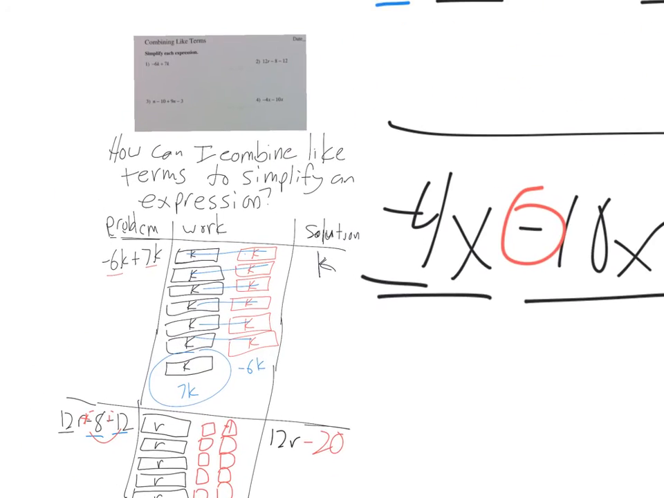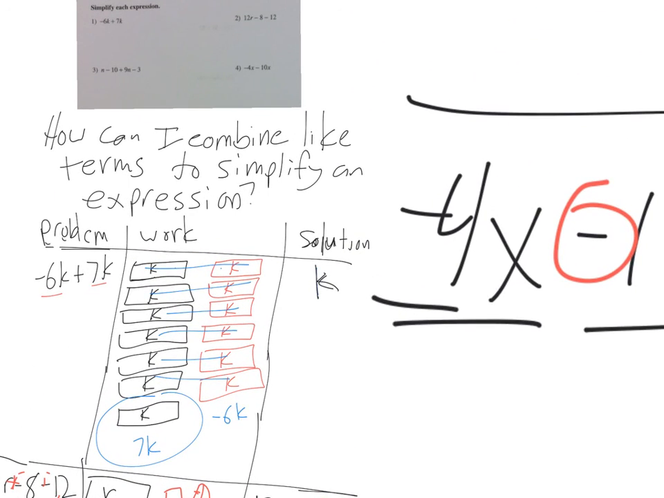So coming back here to my essential question, you should now be able to answer the question, how can I combine like terms to simplify an expression?